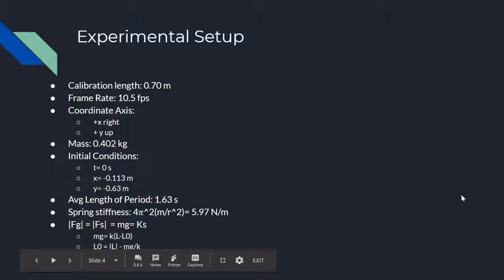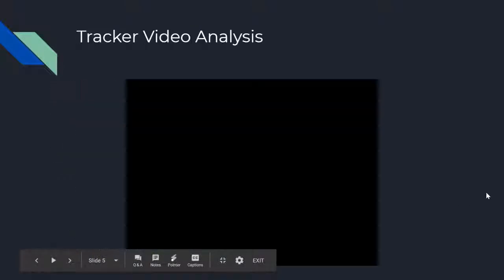The setup was as follows. All the initialization values were given in the past lectures. We found the relaxed spring length by setting the magnitude of the gravitational force equal to the magnitude of the spring force. We also oriented our coordinate axes so that the positive x direction is to the right and the positive y direction is up.